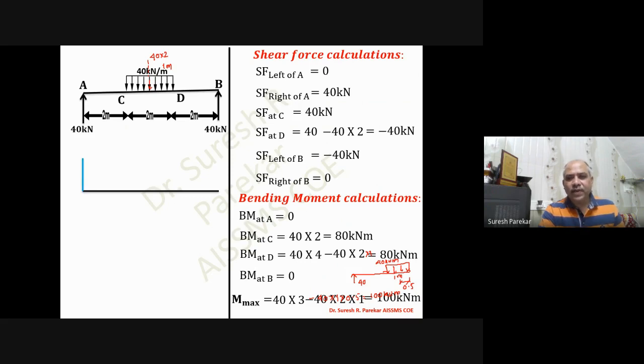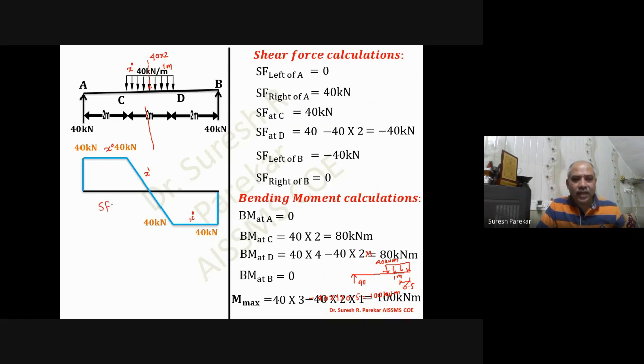Then we have 40 kilonewton, no load. So you can see here we do not have any load. The polynomial function plays an important role. We have x to the power 0. Then from C to D, we have x to the power 1 with minus 40 kilonewton. Then no load, so this becomes x to the power 0. And right of B we have 0. So this is the SFD in kilonewtons.